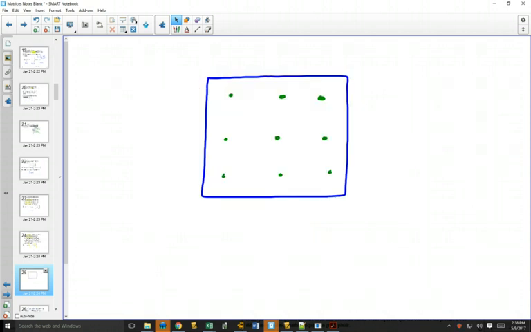Ooh, I have a puzzle. Have you seen this puzzle before? So this puzzle comes in 2 different ways. I can think of 2 puzzles with this puzzle. If you've seen this puzzle before, the one puzzle is, can you draw 4 straight lines through all of the points without lifting your pen? Can you figure out a way to do that?